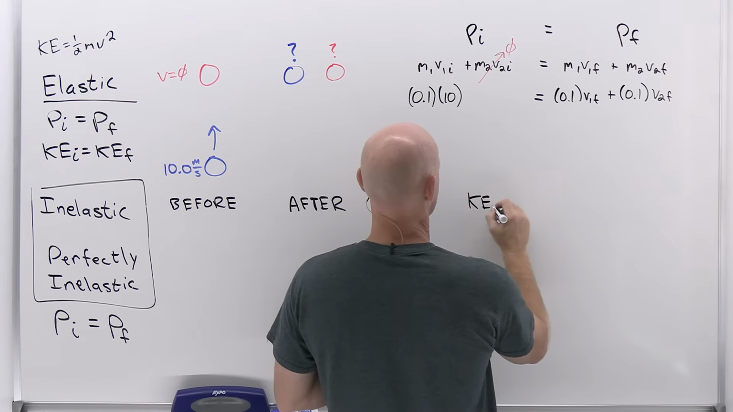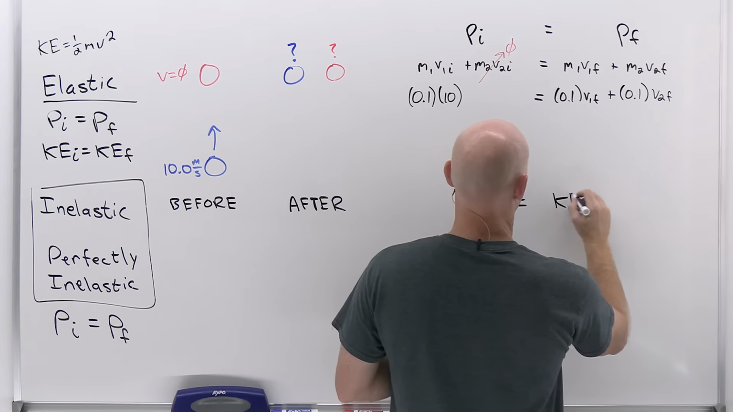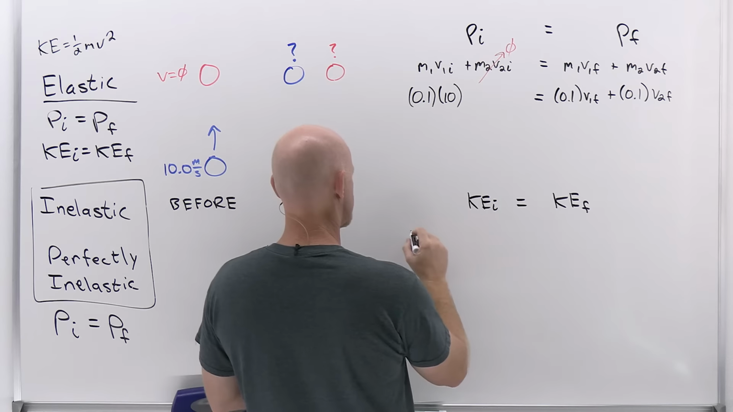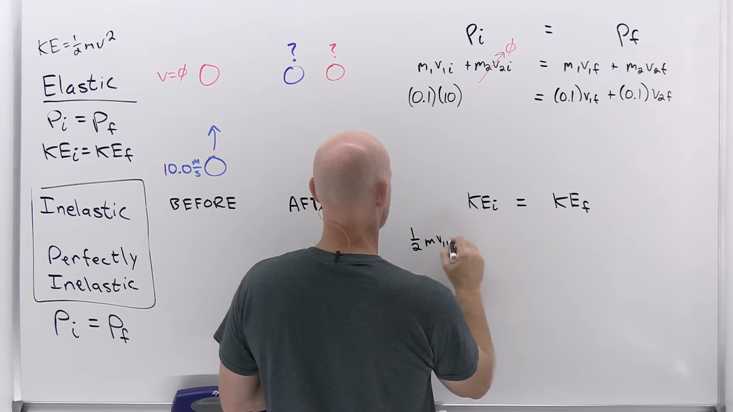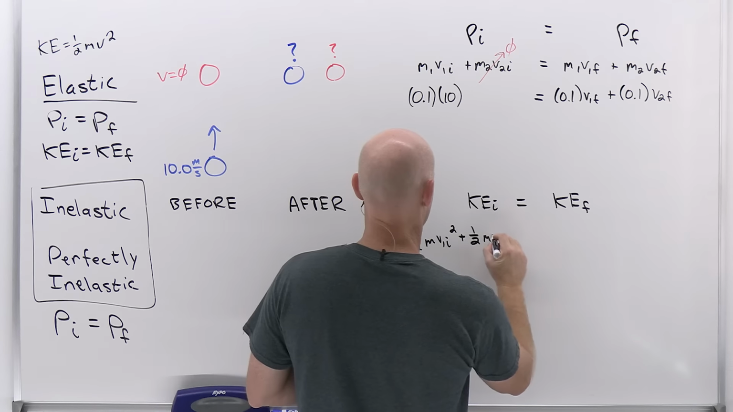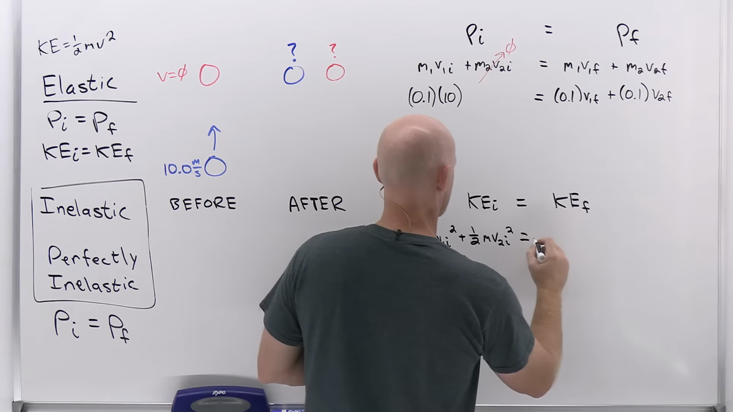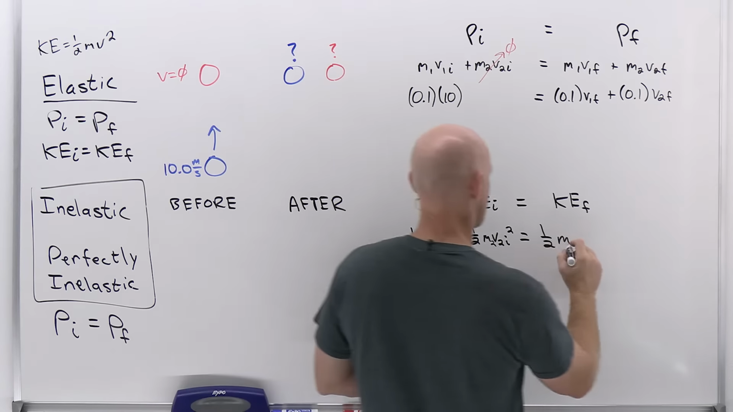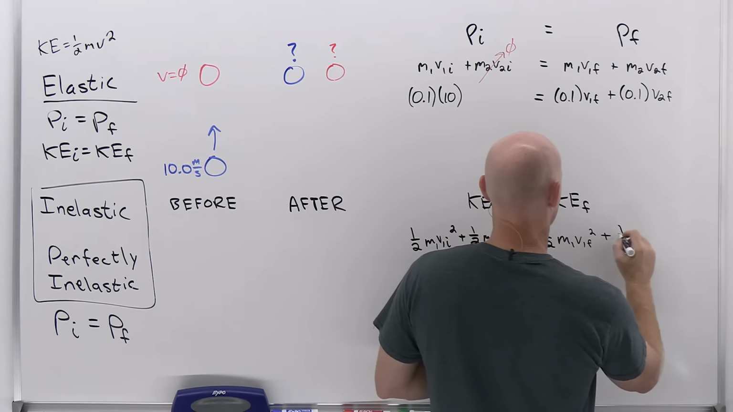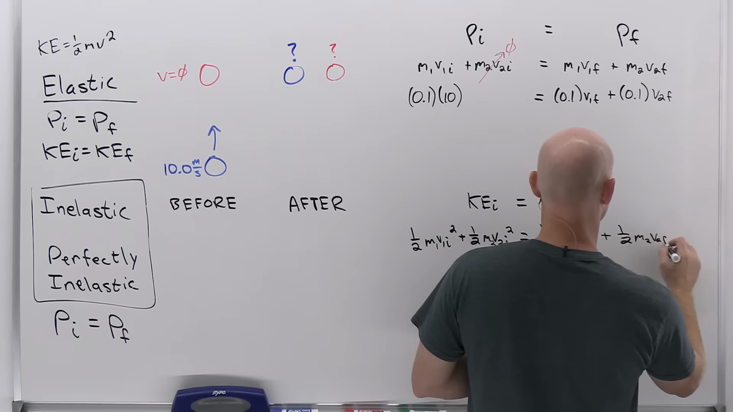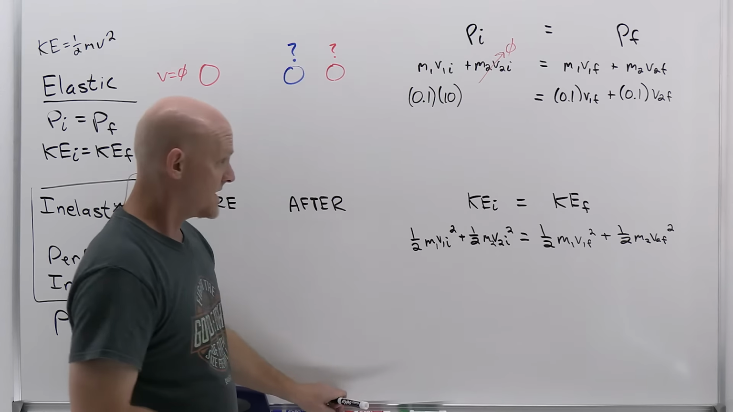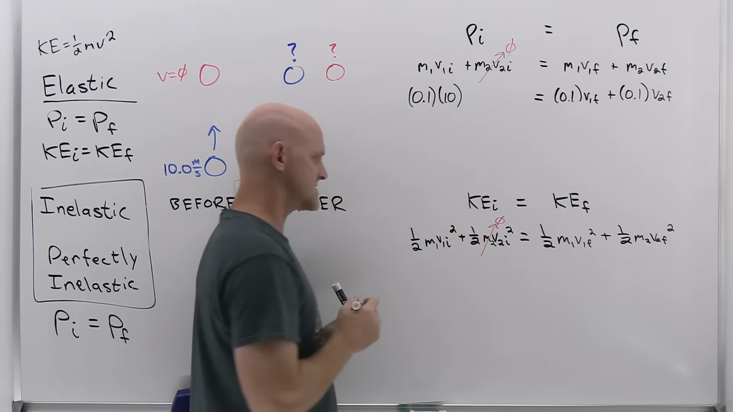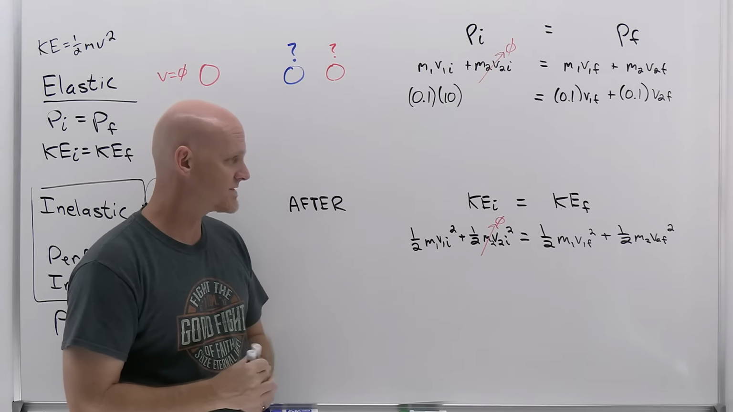Now kinetic energy initial equals kinetic energy final. Once again, one of these terms is going to drop out, but if we see the way this sets up: 1/2 m1 v1 initial squared plus 1/2 m2 v2 initial squared equals 1/2 m1 v1 final squared plus 1/2 m2 v2 final squared. Once again, the initial velocity of the red ball is 0, and so this term is going to end up being 0. That'll save us a little bit of time on the setup.